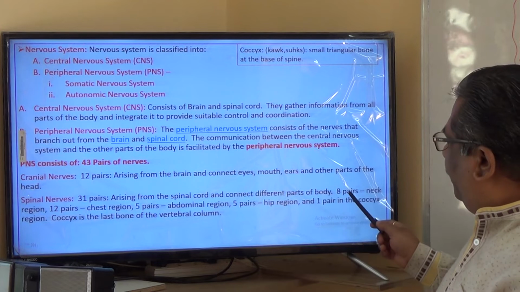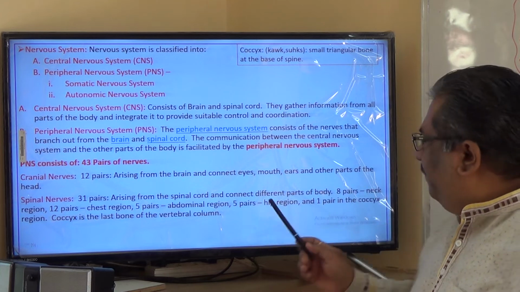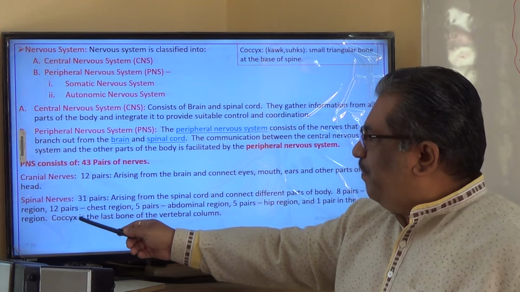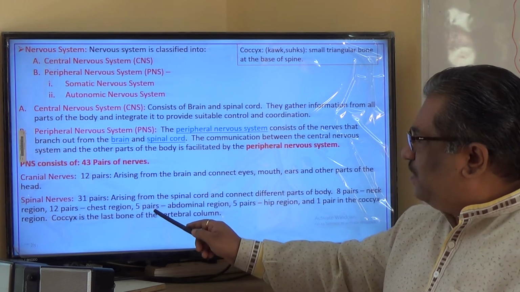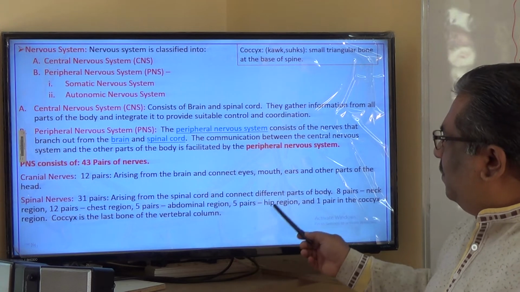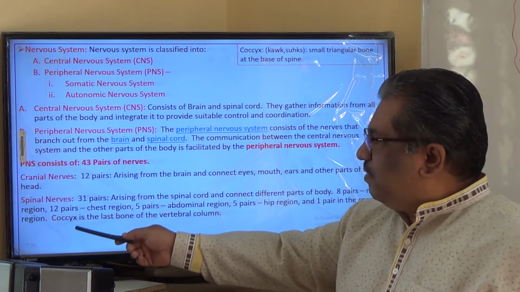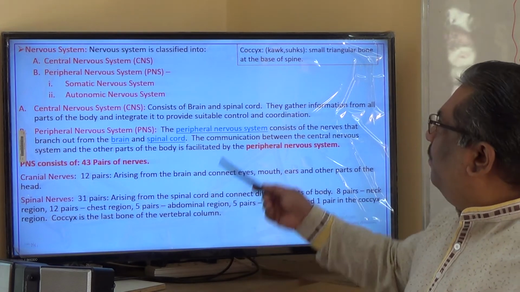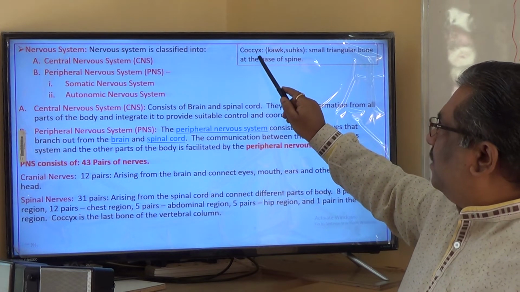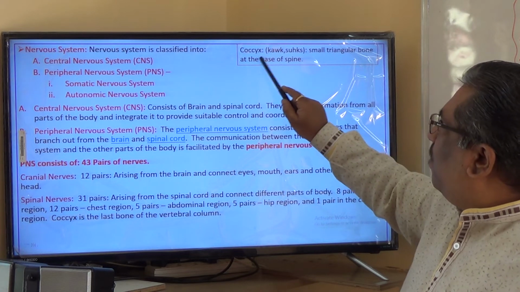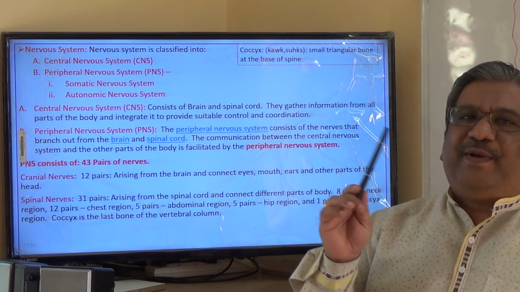How do they connect? 8 pairs arise from the neck region and connect the neck parts. 12 pairs they arise from the chest region, 5 pairs from the abdominal region, 5 pairs from the hip region and 1 pair in the coccyx region. Coccyx is the last bone of the vertebral column. Here, how to pronounce this, coccyx. Coccyx, small triangular bone at the base of the spine, for which 1 pair of nerve is connected.